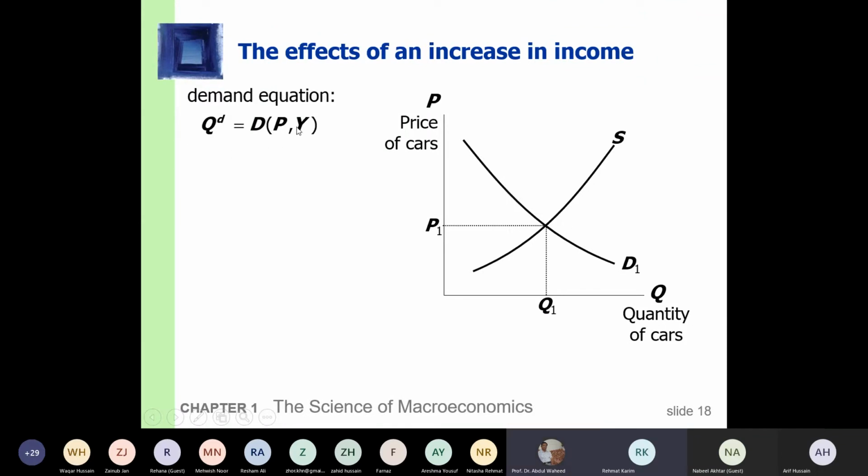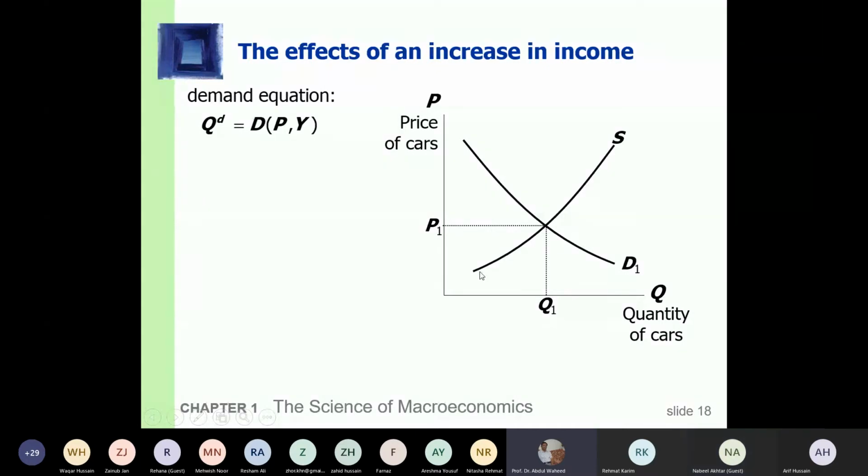Yes, when income increases, then the demand curve will shift rightward. Yes, because this is a normal good, no? If it is an inferior good, then the demand curve will shift to the left. But because this is a new car, and a new car is a normal good, if there is an increase in aggregate income, the demand curve will shift to the right.